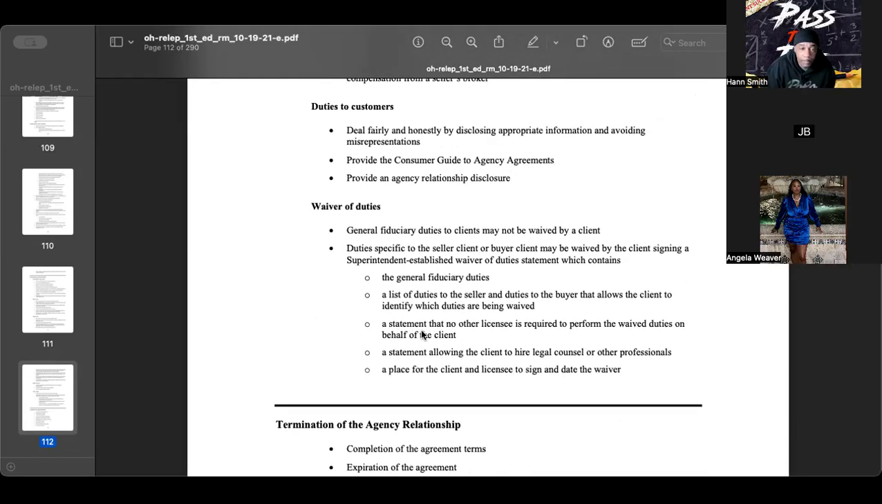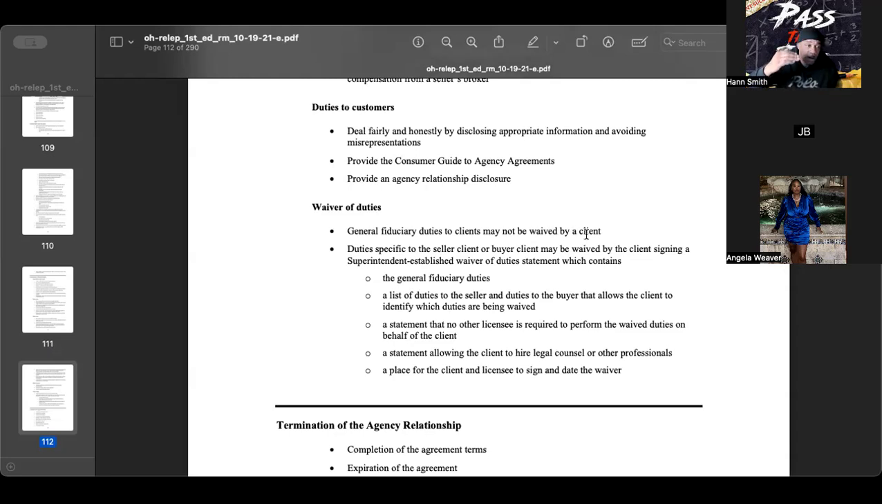So, waiver of duties. General fiduciary duties to clients may not be waived. So those 6 fiduciary things, you can't say, okay, well, I'm not going to be loyal to you, or I'm not going to obey your lawful orders, or I'm not going to account for monies. You can't waive that, even if the seller wants you to waive them. All right, this includes these things here, your general fiduciary duties. It says general fiduciary duties to clients may not be waived. You can't waive those 6 things.